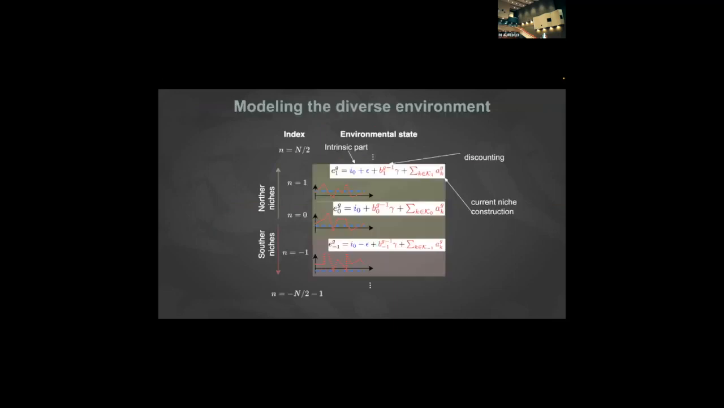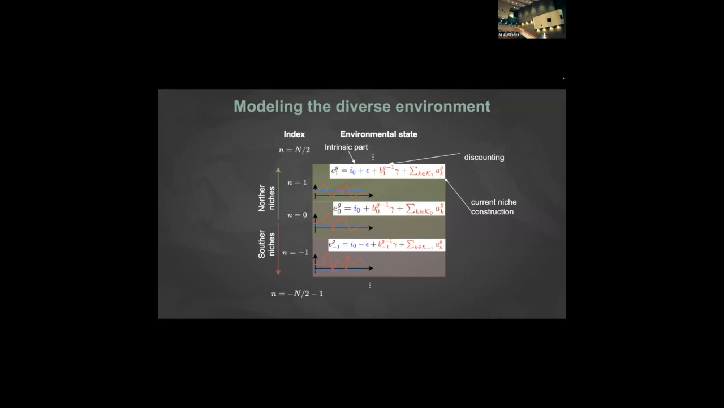So in order to capture diverse environments, we design them having multiple niches that are arranged in a latitudinal model, where a niche is described basically by its location, its vertical location. And a niche is characterized by its environmental state, which has two components. It has the intrinsic part, which can be seen as the one that is not controllable by the agent. For example, resource availability due to climatic conditions.